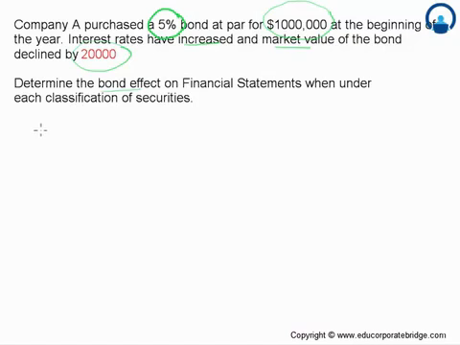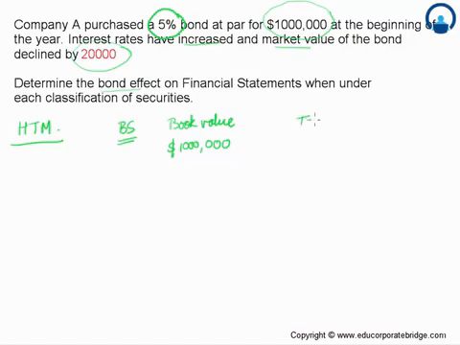So let us see, if this security was classified as held to maturity, what would have been the associated impact on the balance sheet. So if this was held to maturity, this is actually reported at book value, which we have learned earlier. So the book value is $1 million. So nothing changes as such because of this decline in bond by 20,000.